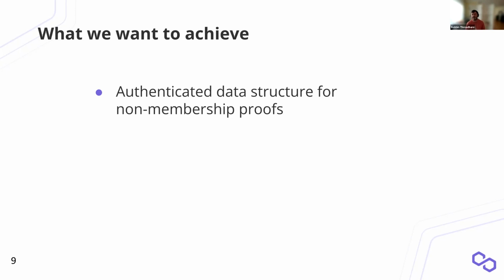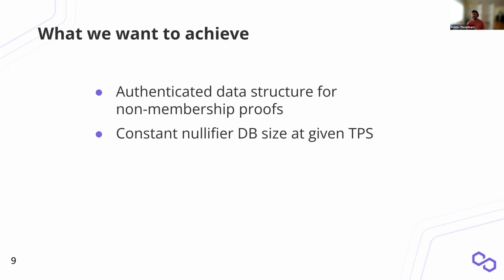One of the ways to do it is if you have these non-membership proofs, as with an authenticated data structure, then when you modify it, there is a way to verify that this set of updates resulted in a new state of the nullifier database. In general, it's useful for a number of other use cases as well. The second thing we want is a constant nullifier database size at a given TPS. It's a slightly relaxed condition. We don't want a fully constant size nullifier set because you could try to do it, but it leads to some complications. It also limits your anonymity set somewhat.